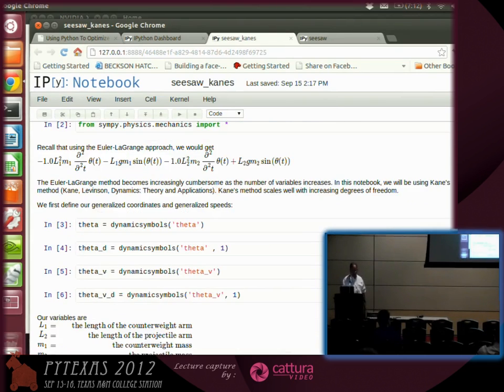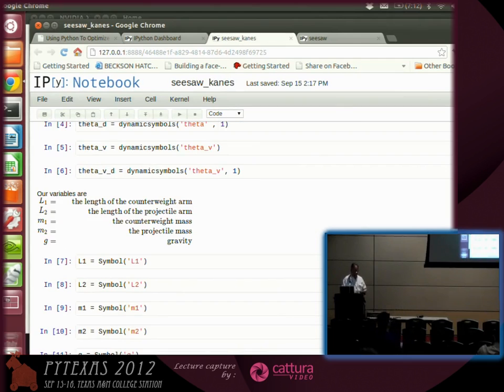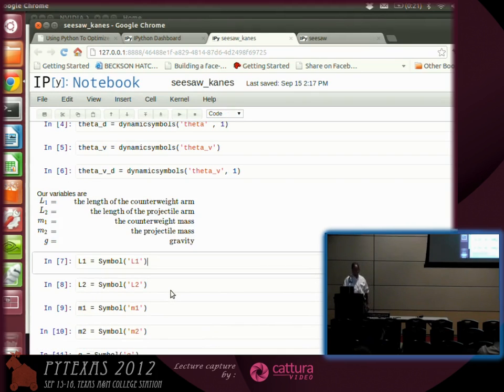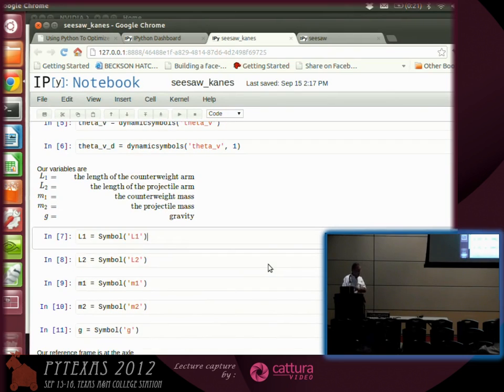But using Kane's method, we got our variables. L1, that's the length of the counterweight arm. L2, the length of the projectile arm. Notice, if we look at the actual code for this, it is a display equation that should be oriented to the left, but for some reason MathJax is oriented to the right. We can just take that as it is and run with it. But you can see that you can typeset a lot of stuff in here using typical LaTeX math.